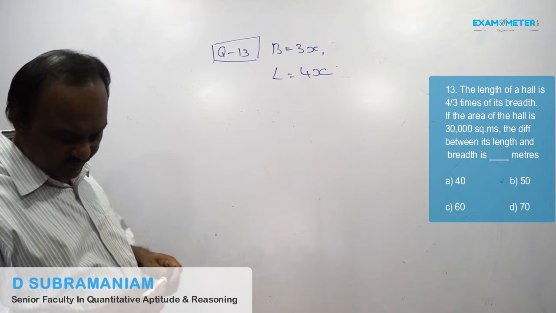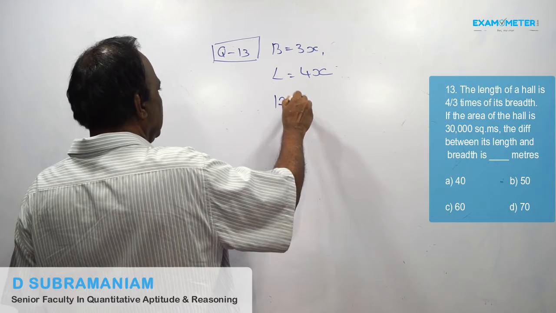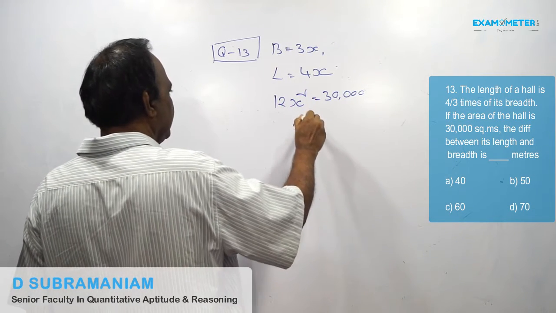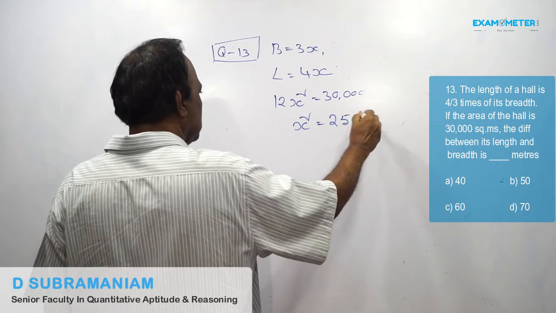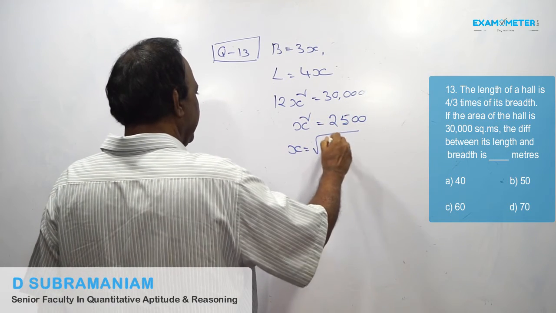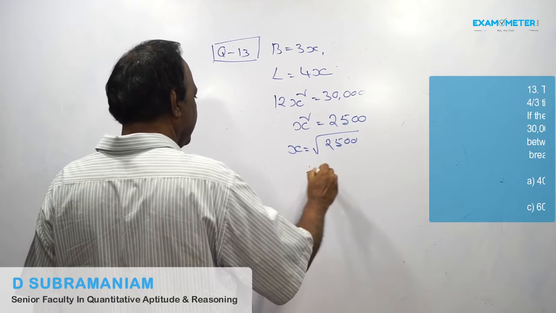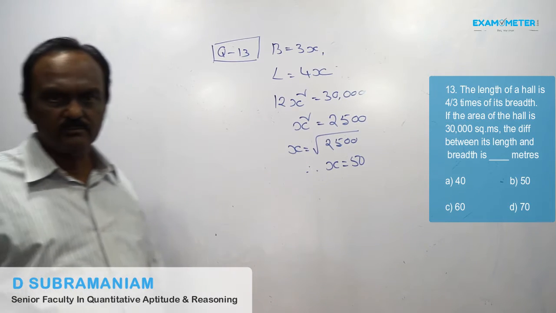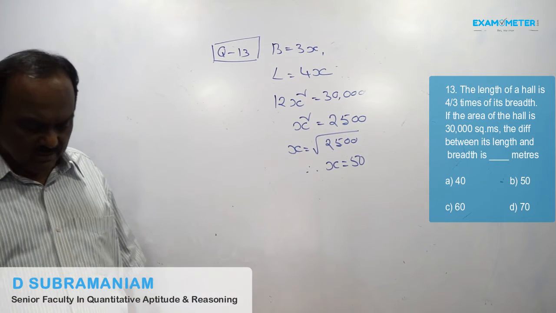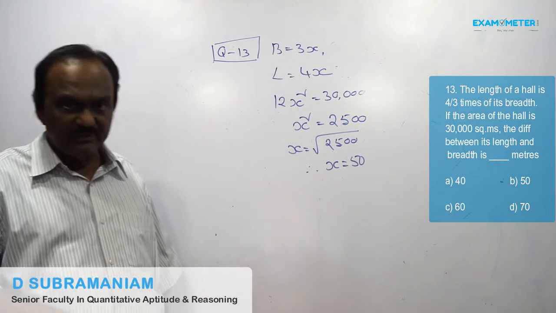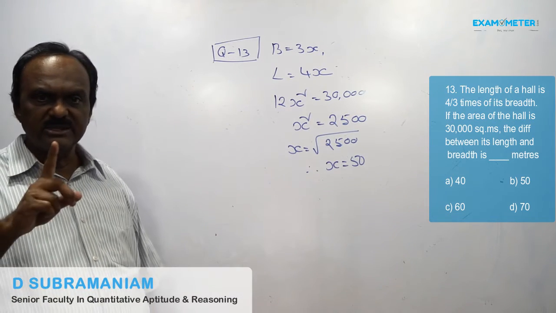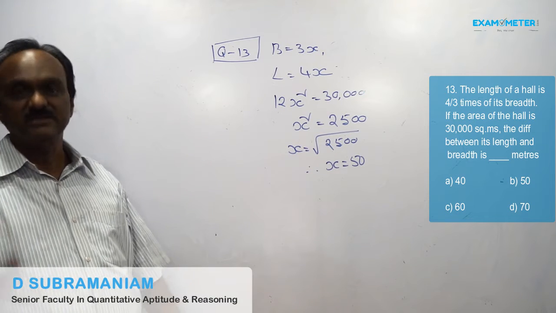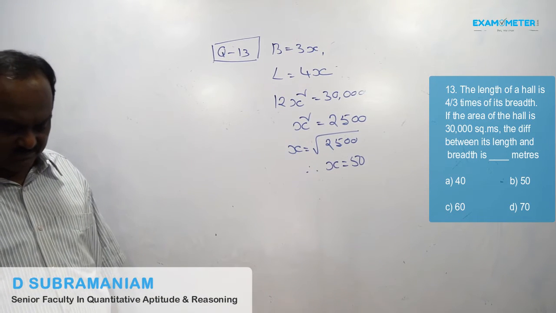Then area is given. So 12x square is equal to 30,000. X square is equal to 2500. X is equal to root of 2500. Therefore, x value comes to 50. Now they are asking the difference. 4x and 3x difference is 1x, which is nothing but x. So x value will be the answer. So answer is 50 meters.